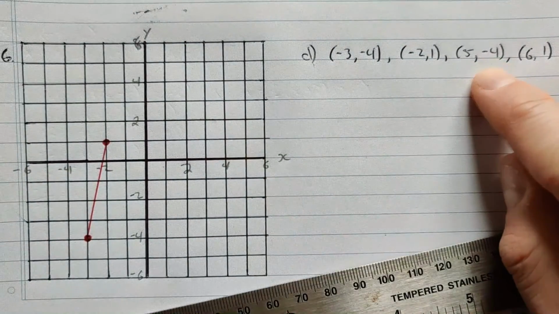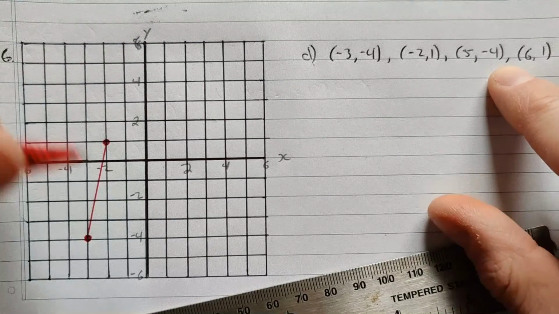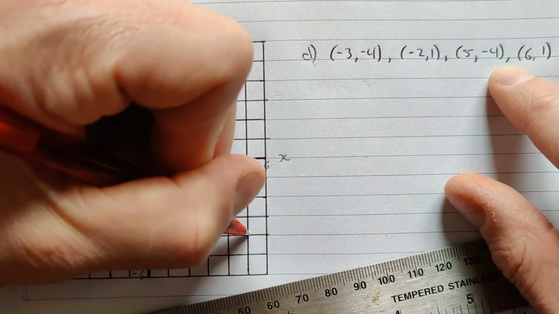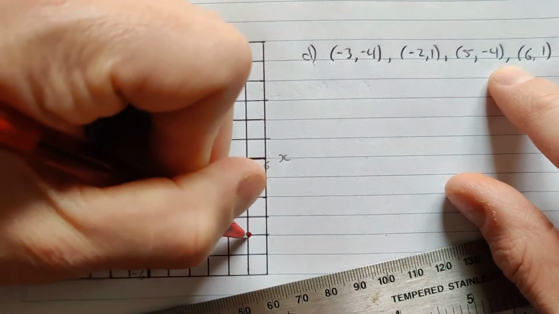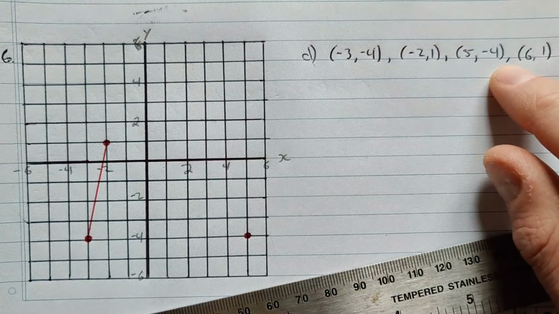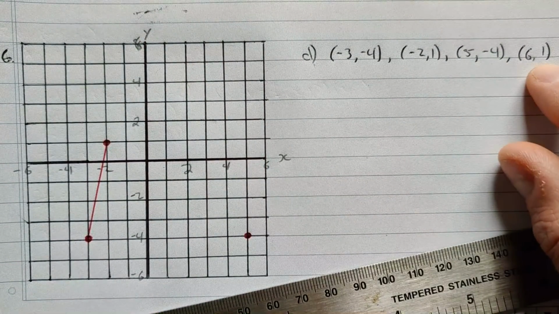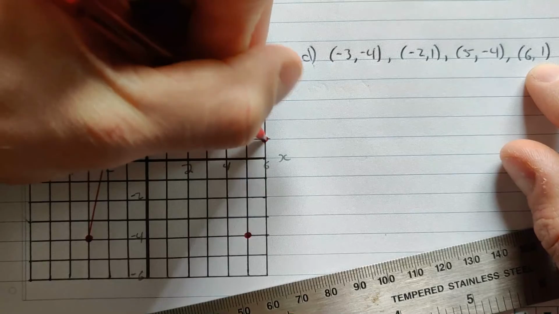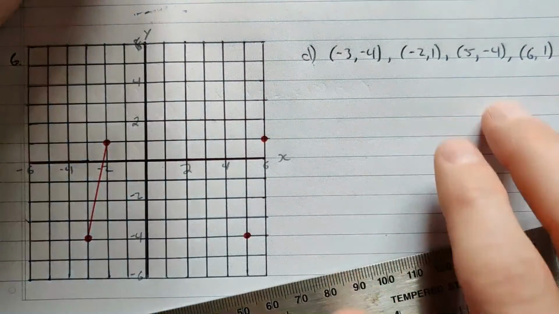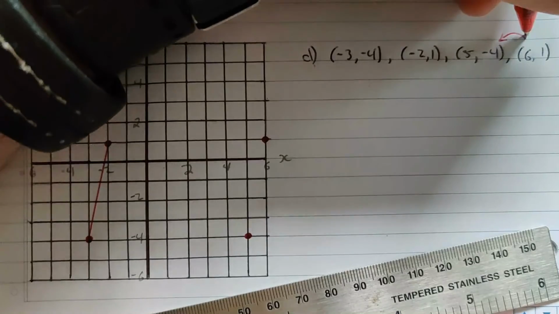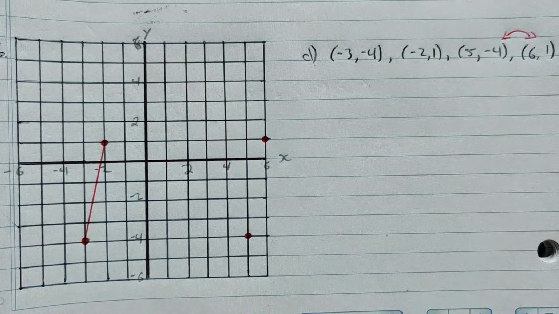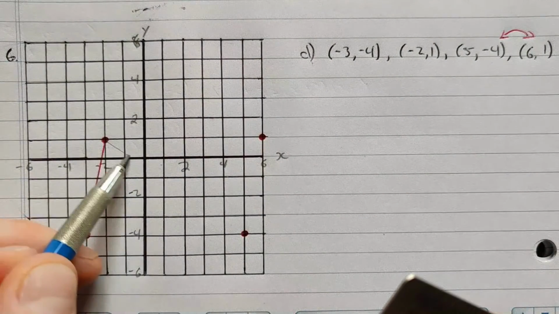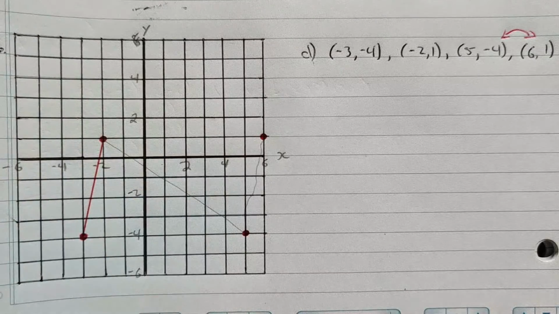Next, I'm given the point 5, -4. So go over to 5 and down to -4. And then the last point was 6 and 1. And I actually don't like the way they listed these. These should have been listed in the opposite order, because that actually makes it confusing. If I was to connect them in order, I'll do that lightly in pencil here, I would get this N shape. So it's not really a shape.